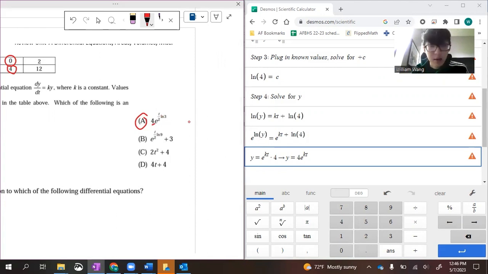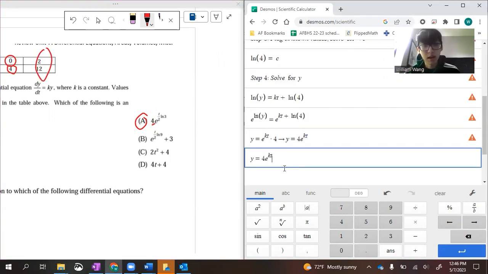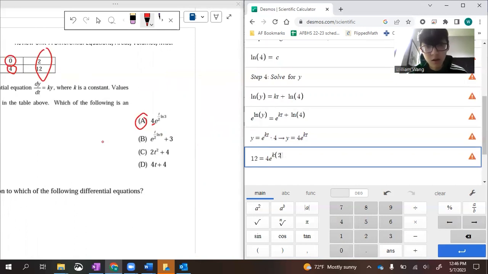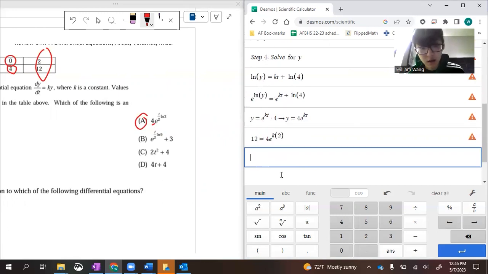But let's just say I wanted to solve for k. I have another pair I can use, right? So let's just see what happens to solve for k. They said y is 12. Yes, y should be 12. And t is 2. This actually allows me to solve for k. Hopefully you can see that. So let's solve for k.